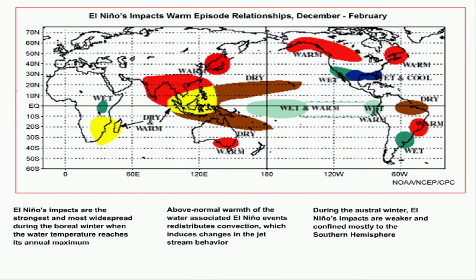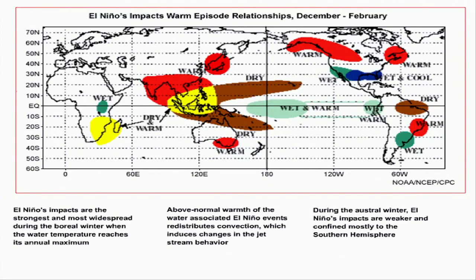So they're the strongest, remember, in the northern hemisphere during the boreal winter, when the water temperature reaches its annual maximum, all the way across the Pacific. Above normal temperatures of the water associated with those events redistributes convection, and that induces those changes we saw in the jet stream behavior north of 20 degrees. Whereas south of 20 degrees in the austral winter period, the impacts of El Nino are much weaker and confined to the southern hemisphere. But the knock-on effects are we tend to have warmer weather conditions in certain parts of North America and Canada, and wetter and cooler weather in the southern states of the United States.